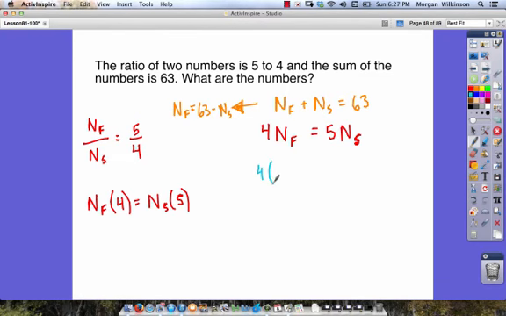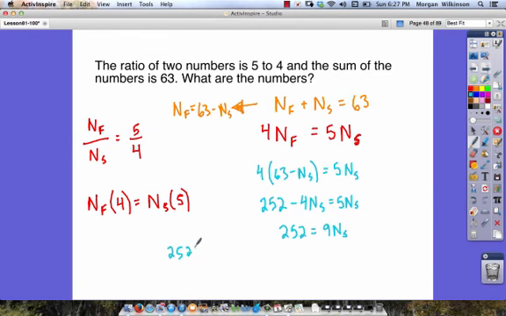So we're going to get 4 times 63 minus n sub s equals 5 times n sub s. Let's go ahead and multiply. If we double 63, we're going to get 126, and if we double 126, we'll get 252. So we're going to get 252 minus 4 times n sub s equals 5 times n sub s. Then we're going to add 4 n sub s to both sides. So we get 252 equals 9 times n sub s. Then we'll divide both sides by 9.